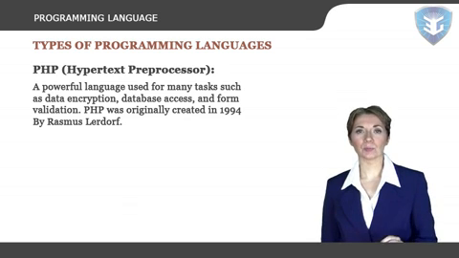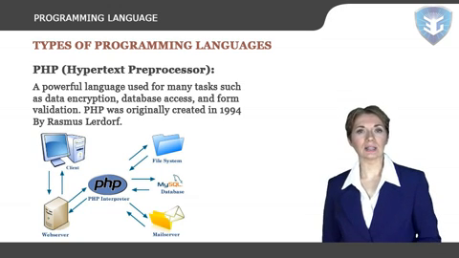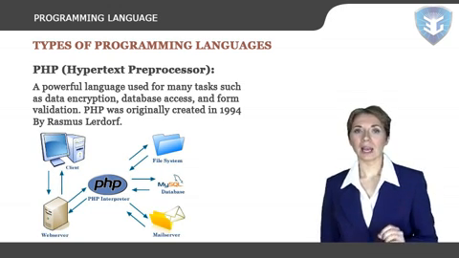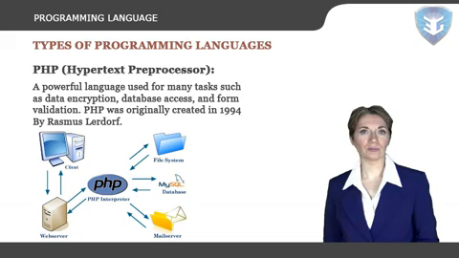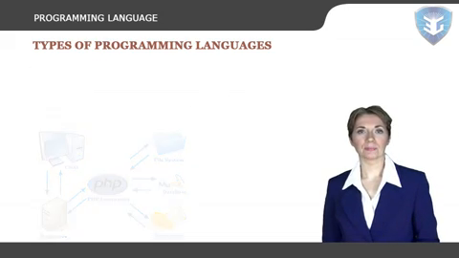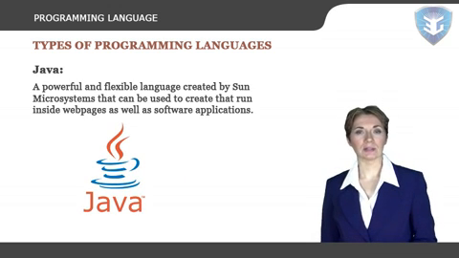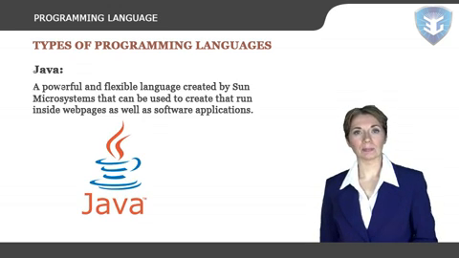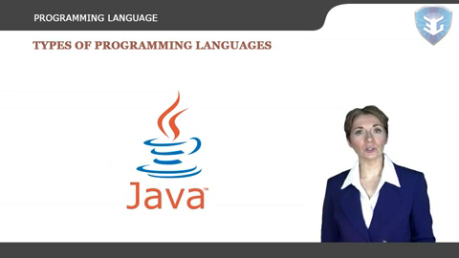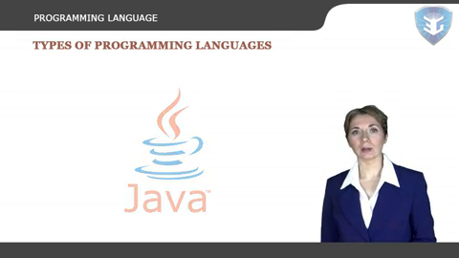PHP, Hypertext Preprocessor, is a powerful language used for many tasks such as data encryption, database access, and form validation. PHP was originally created in 1994 by Rasmus Lerdorf. Java is a powerful and flexible language created by Sun Microsystems that can be used to create what runs inside web pages, as well as software applications. Things we can do with Java include interacting with the user, creating graphical programs, reading from files, and more.